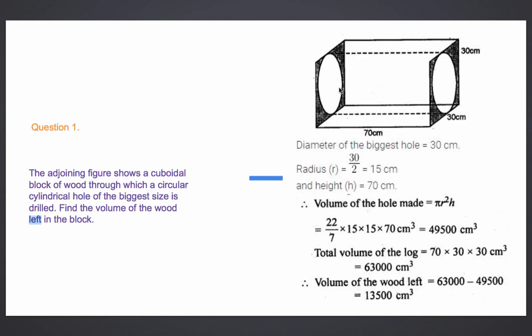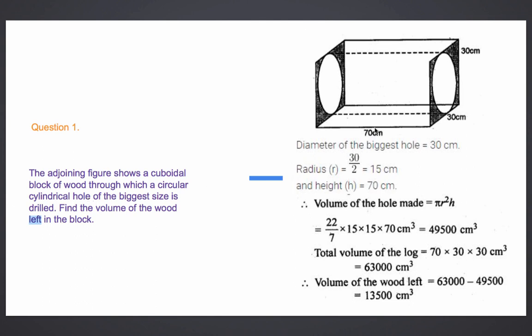So yes, let us see the volume of the hole made, the circular cylindrical hole. It will be pi r square h, the formula for cylinder. So pi into r, that is 15 into 15 into h, that is 70. So this is the value of the circular cylindrical hole which is made.